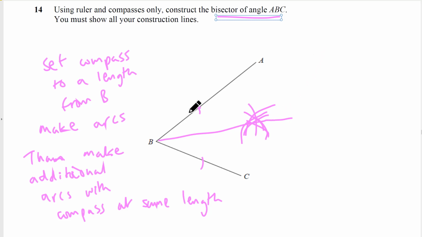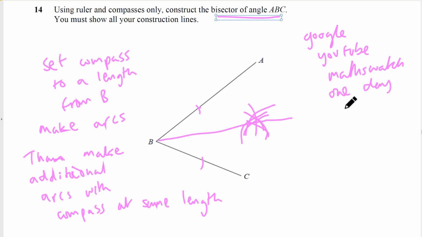If you just Google this on YouTube, it's very straightforward. MathsWatch has got a perfect video for this as well. One day I'll get a maths app so I can do this properly for you. If you know of one, then let me know, and I'll buy it and I can start using it for videos.